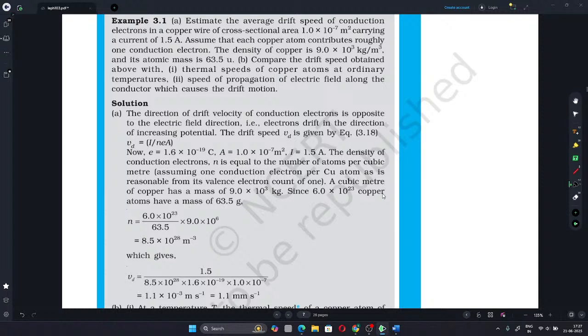Compare the drift speed obtained above with thermal speeds of copper atoms at ordinary temperature, and the speed of propagation of electric field along the conductor which causes the drift motion. Solution for A is to find the average drift velocity. We should use the equation I equals Vd e n A, where we will get Vd equals I by n e A. Now if we substitute the values, we will directly get the average drift velocity.